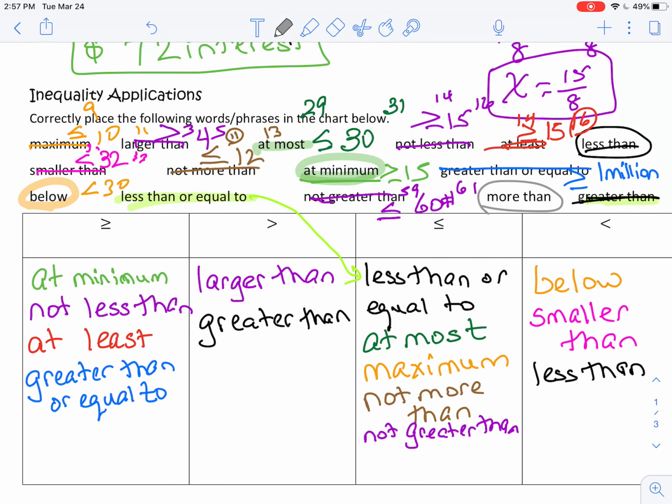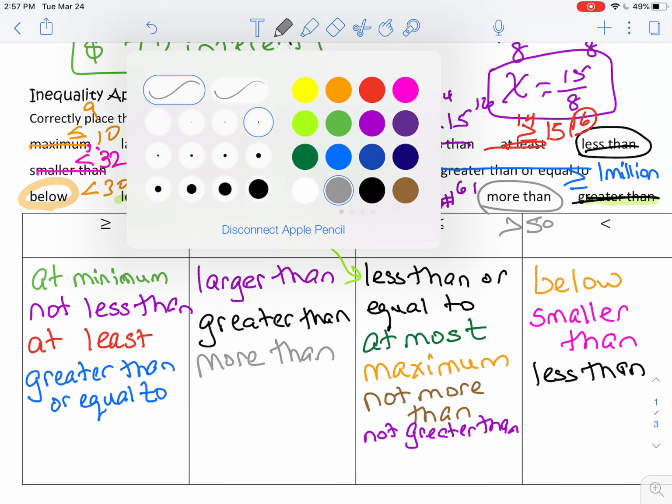And then we're left with more than. We'll go to more than. More than 50 people are in the room. So there's more than 50 people. That means there's not 50 people. There's greater than 50 people.